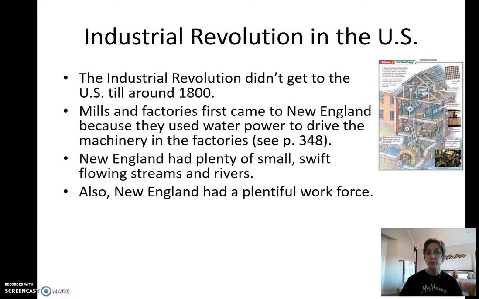And also New England had a plentiful workforce because a lot of these people had small farms, and they don't need all of the children to work on the farm, on the family farm. They can send those children, some of them, to work in these factories.